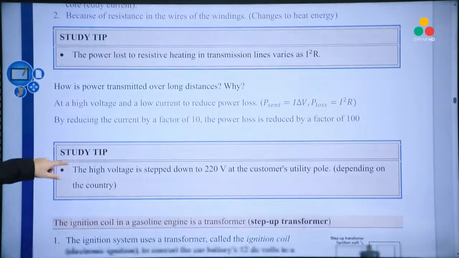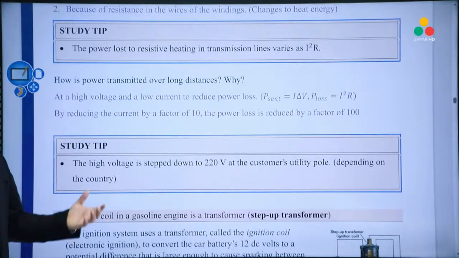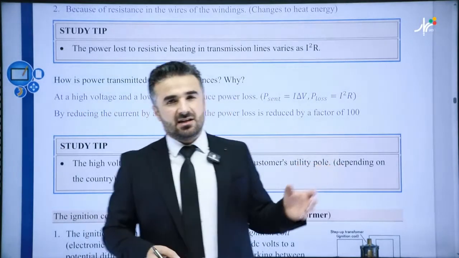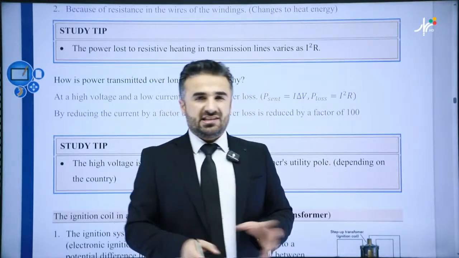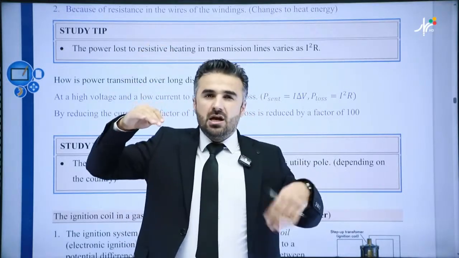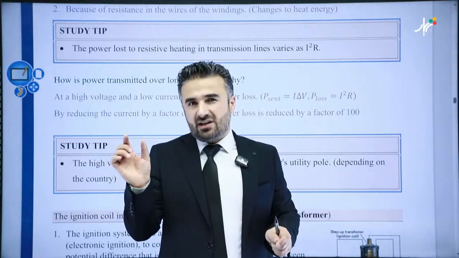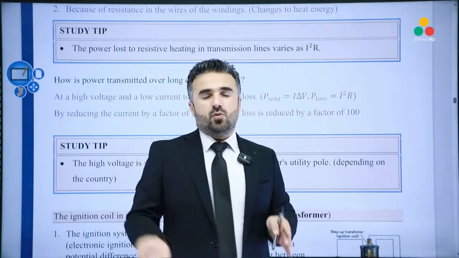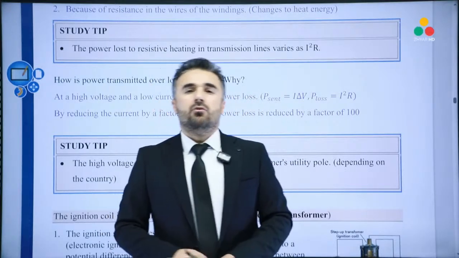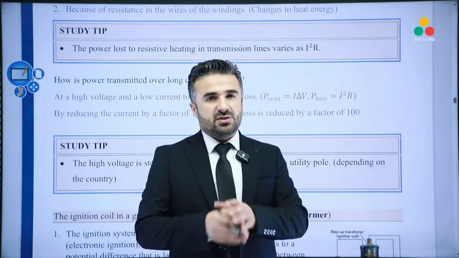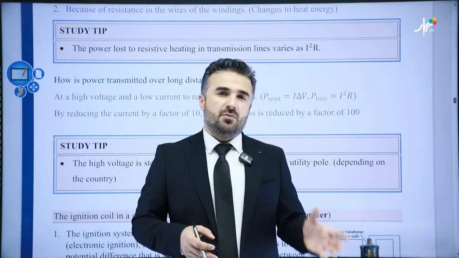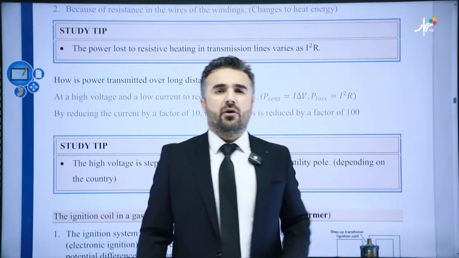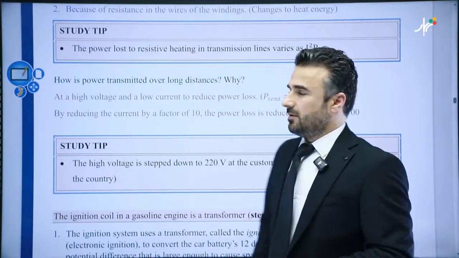And we said how power is transmitted over long distances, and why. If you want to send power over long distances, we have to send it at a high voltage. Why high voltage? Because the power that we have is fixed, a constant. So once you increase the voltage, the current decreases, and once you decrease the current, the power loss is reduced. Why? Because power loss is equal to I squared times the resistance. So the smaller the current, the more power you have saved from being lost.